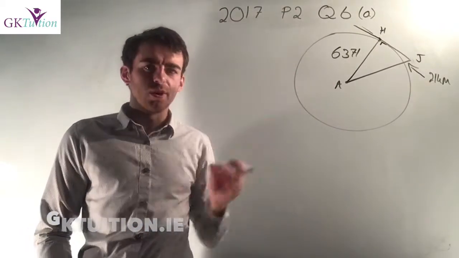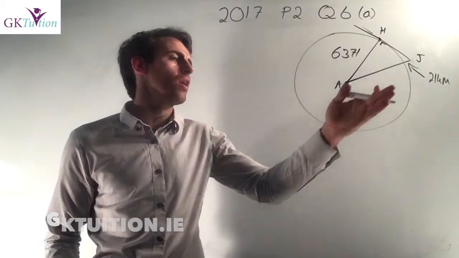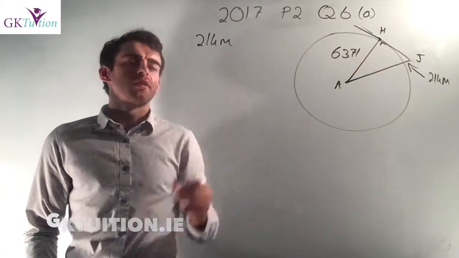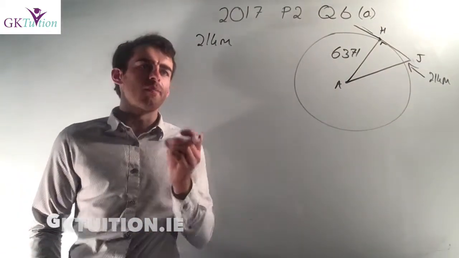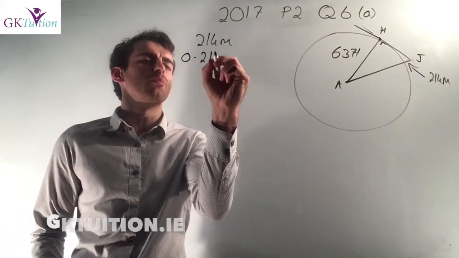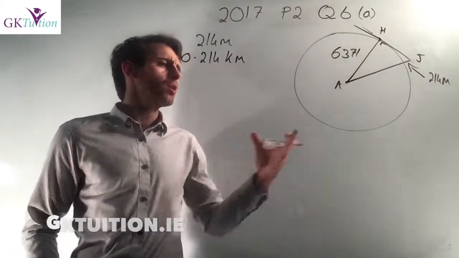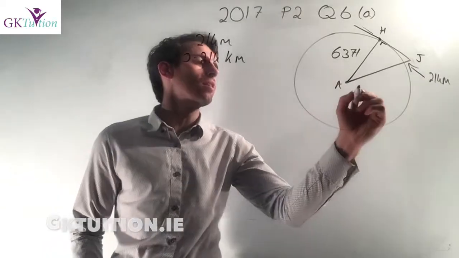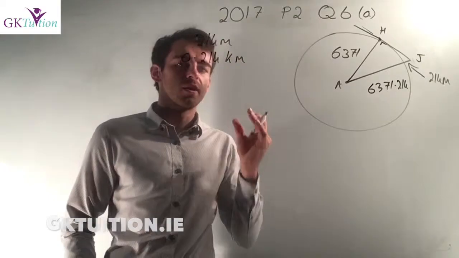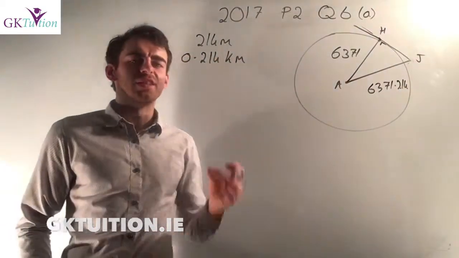First of all, we're dealing with two different units. Since this is given as 6,371 kilometers, the first thing you should do is convert your 214 meters into kilometers. There's 1,000 meters in a kilometer, so I divide by 1,000, which is equivalent to 0.214 kilometers. So I know the distance from A to J is going to be 6,371.214 kilometers.